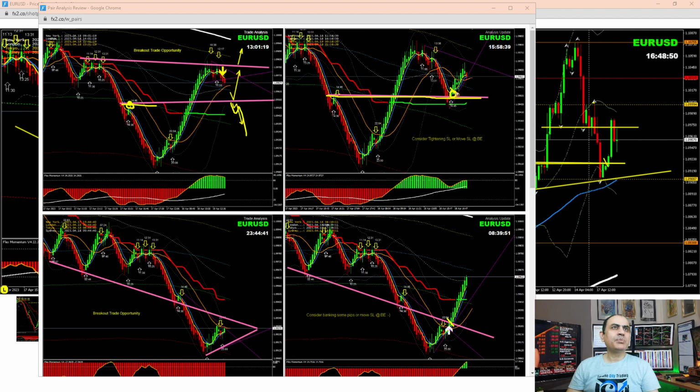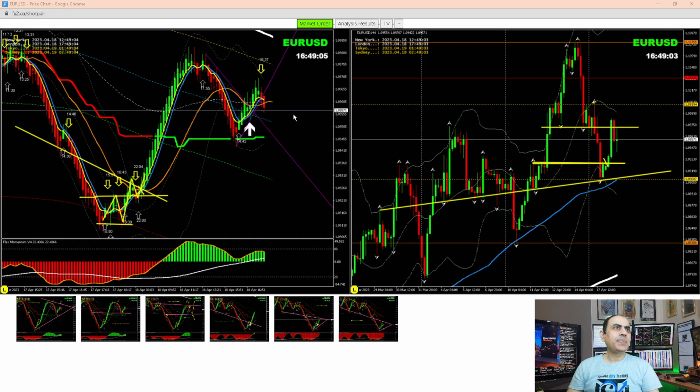We have another small pullback long, which price nicely respected at this level. So now we are looking at this breakout. So we had this build-up to bank a few pips. So beautiful trade, guys, on Euro USD.